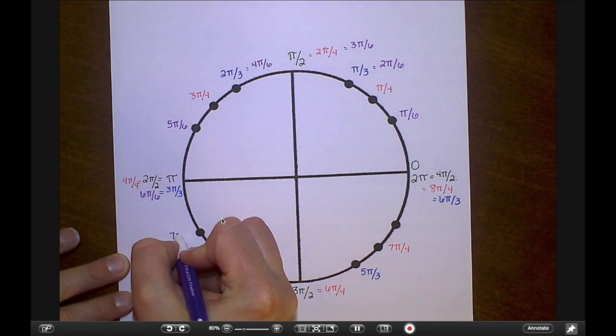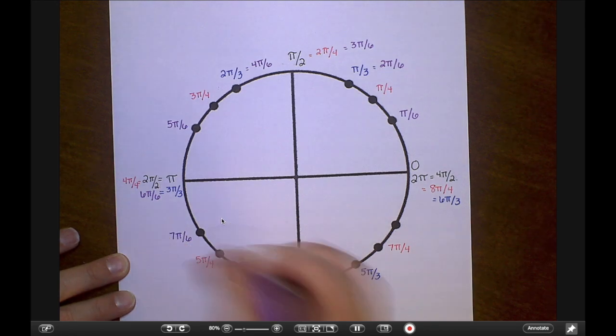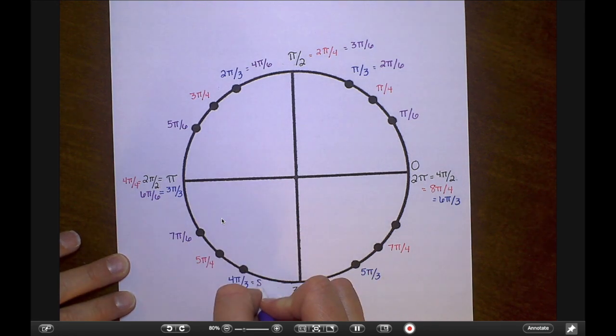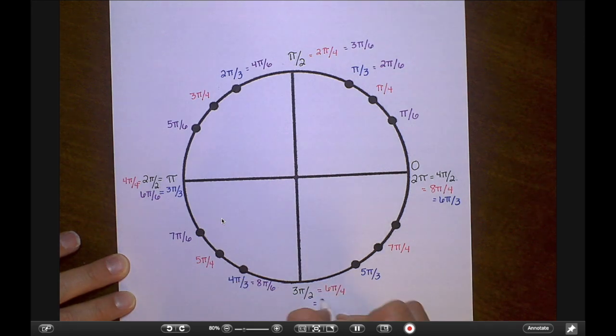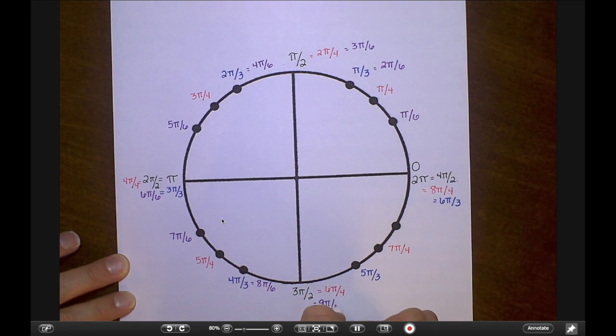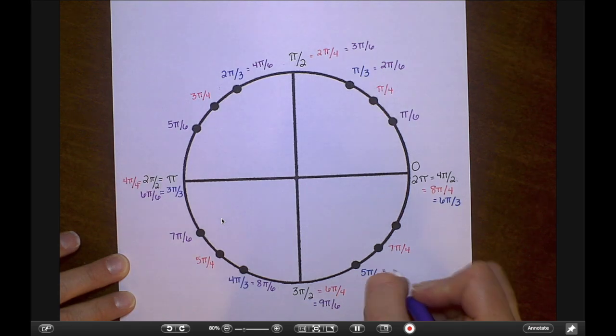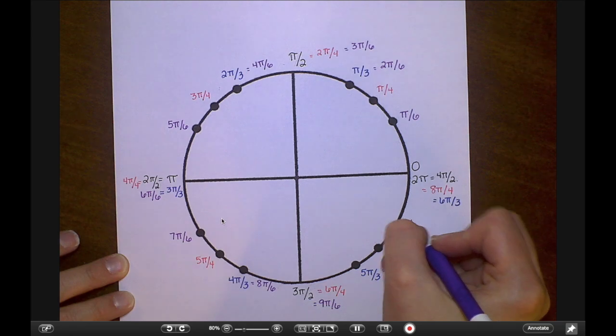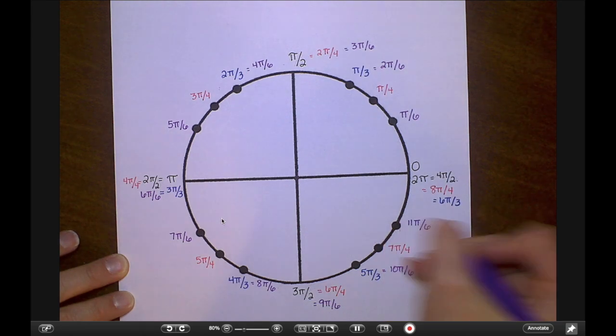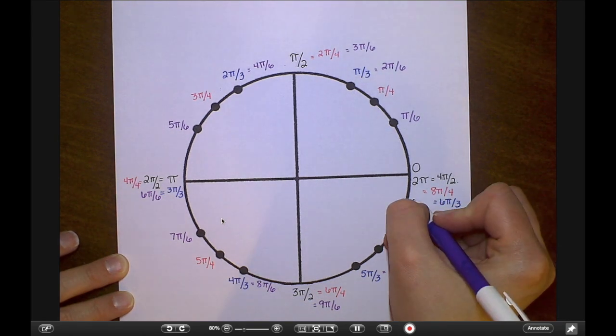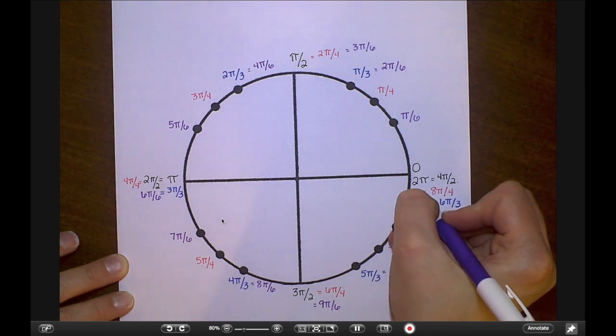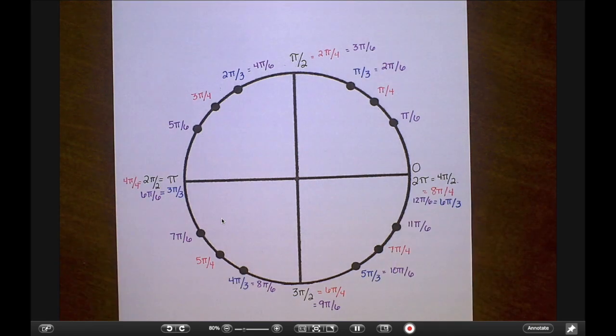So here's 7 pi over 6. This one would be 8 pi over 6. This would be 9 pi over 6. This one's 10 pi over 6. 11 pi over 6. And gosh, I'm running out of room here. This one is 12 pi over 6. Okay, so that's a lot of numbers on that circle.